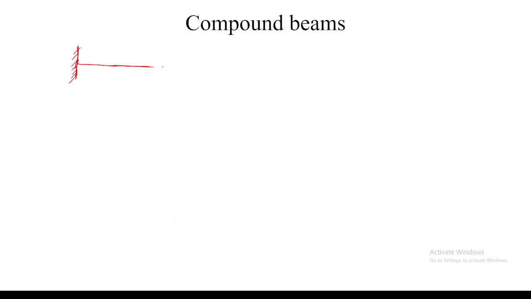So this is about the compound beam. Here we have a beam which is simply supported at this end and fixed at the other end. At the midpoint it is hinged, so you have two beams hinged at point B. Is this clear or not?